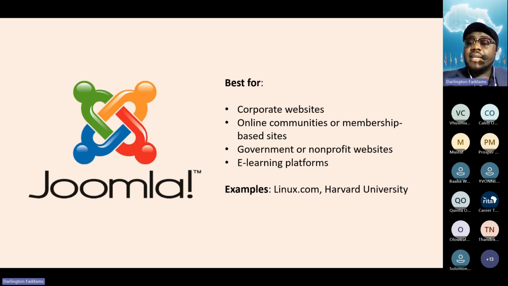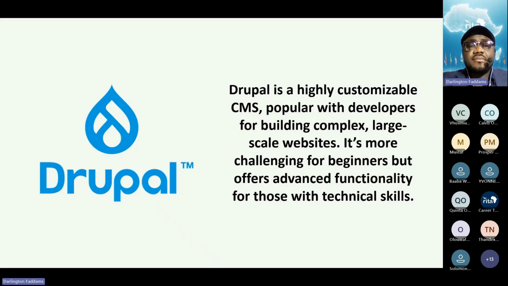Joomla is good for corporate sites, company sites, online communities. Good. So Joomla is very good for building community-based websites, community portals, and websites that require membership. Membership-based websites. Okay. Government and non-profit websites. For e-learning platforms, you can use Joomla. So Linux.com was created with Joomla. Harvard University's website was created with Joomla.